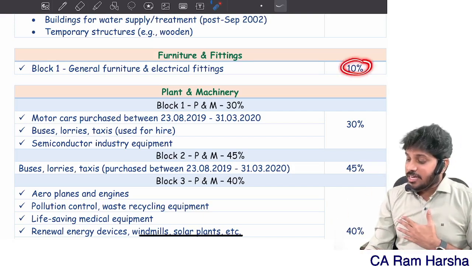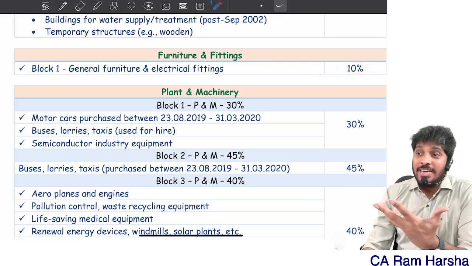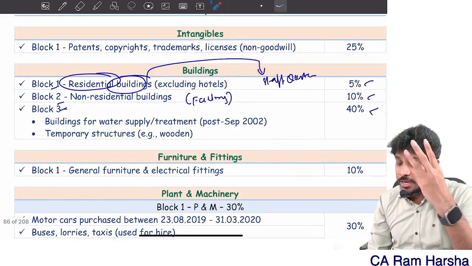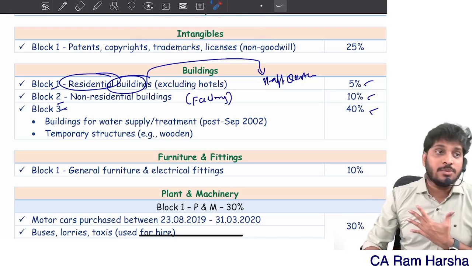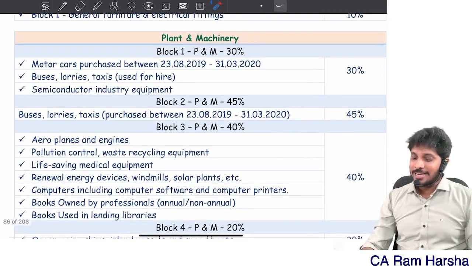Since for furniture only a 10% rate is there, how many blocks will be there in the furniture category? Only 1 block. How many blocks are there in the building category? 3 blocks. How many blocks were there in the intangibles category? Easy. Yes or no? Now coming to plant and machinery.